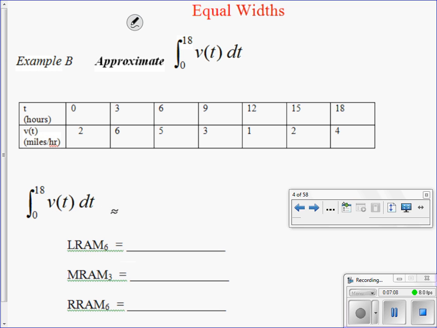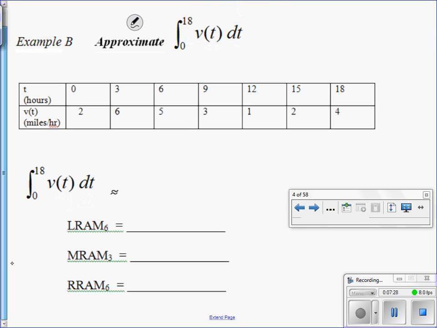For our first example, you're given the velocity at particular times, and you notice that these times are all evenly spaced. So we will be able to factor out the width for a rectangle. We want to approximate the definite integral using rectangles first, using the left-hand Riemann sum with 6 rectangles. So what is the width of each rectangle going to be for approximating the definite integral from 0 to 18? It'll be 3, right?